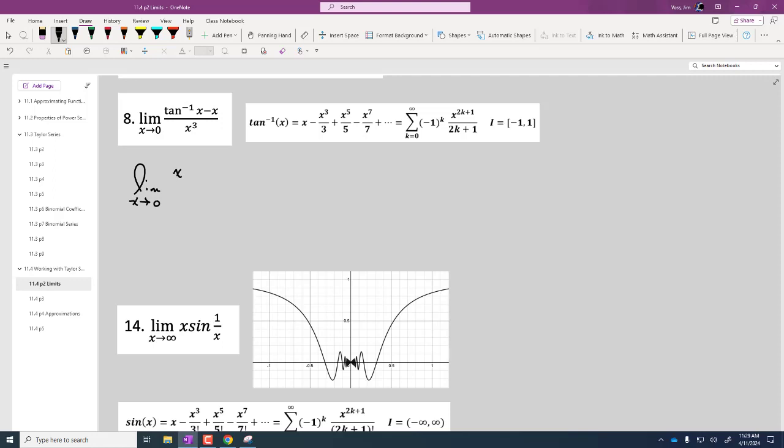It's usually best with these to use the expanded form and just go out far enough so that you can see the pattern. Usually 3 or 4 terms is plenty. So there's our series. That's arctangent right there. And then we're going to subtract x, and we're going to divide by x cubed.